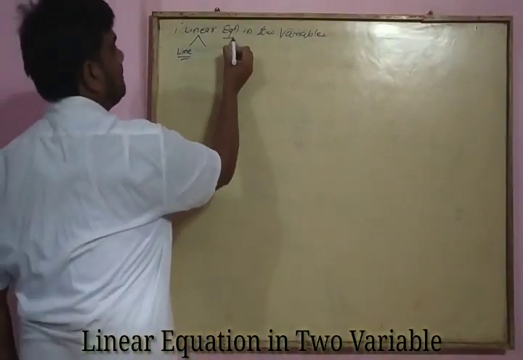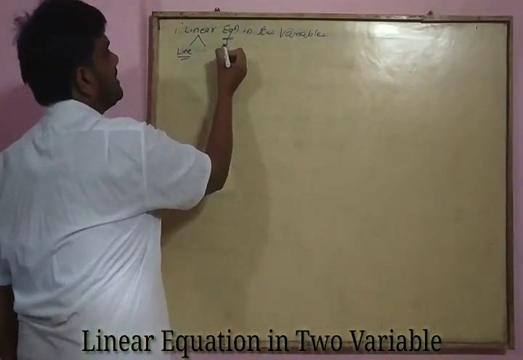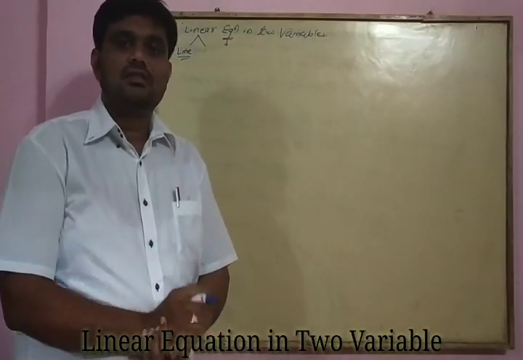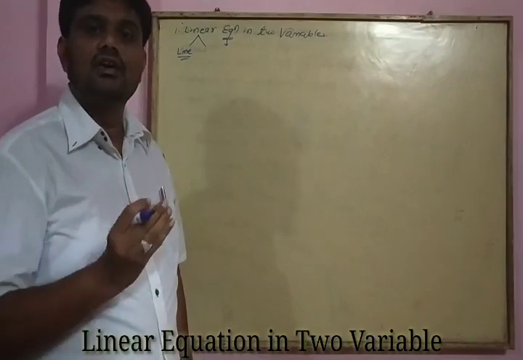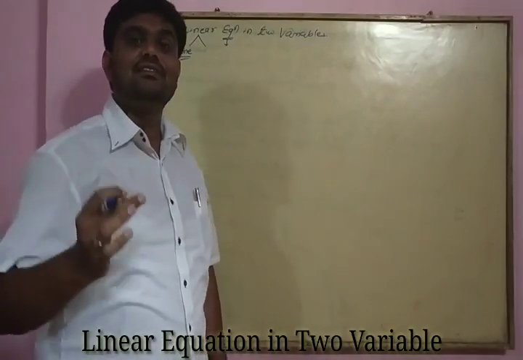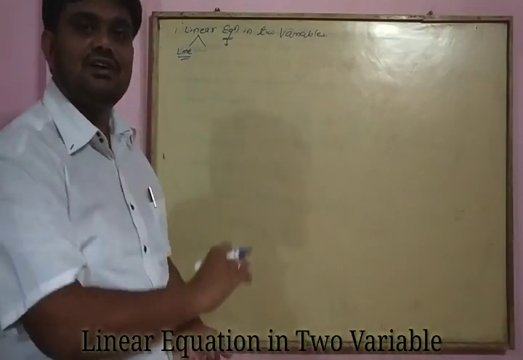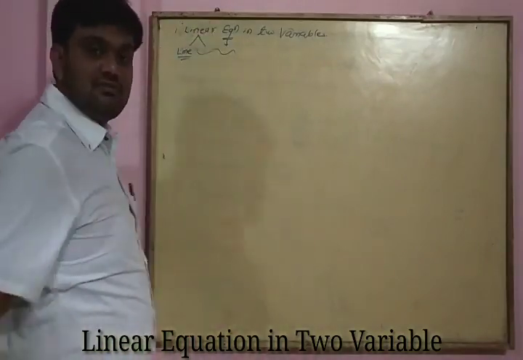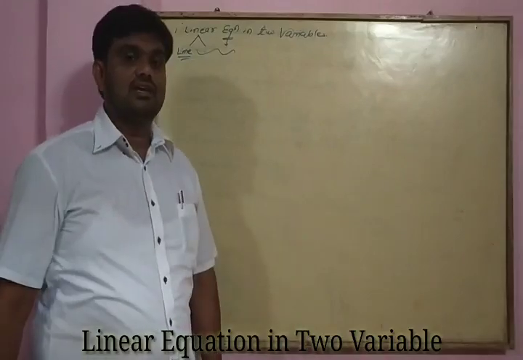And equation. This shows that if the graph of an equation is a line, such an equation is called a linear equation.